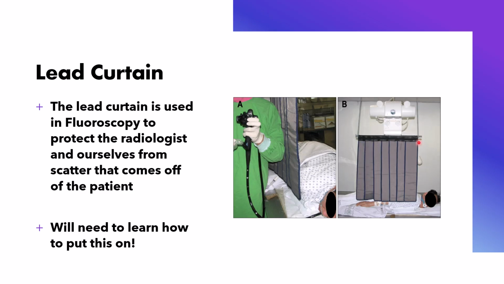A lead curtain. This is in the fluoroscopy unit. This is a lead curtain because we would get scatter coming from the radiation here when it hits the patient. So this protects the personnel, the doctor, as they're fluoroing. So it's called a lead curtain. We didn't always have these.